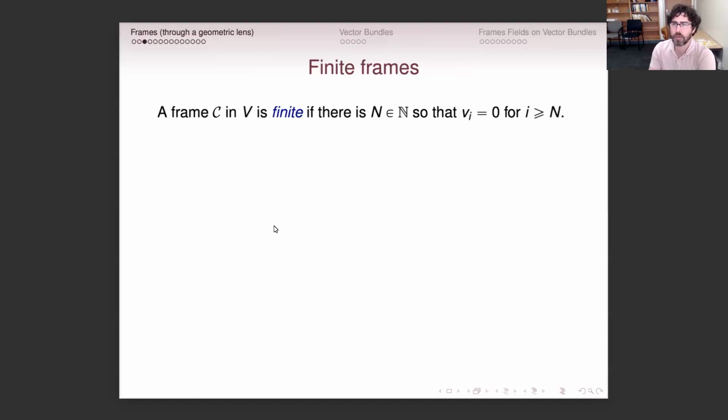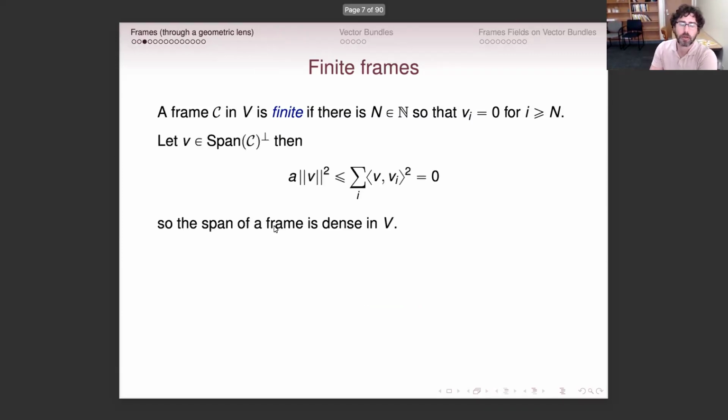For my purposes, I'm going to care mostly about finite frames. And for me, what a finite frame means is that, except for finitely many things in my collection, all of them are zero. So you can think about it as a finite subset. But anyway, let's think about this a little bit.